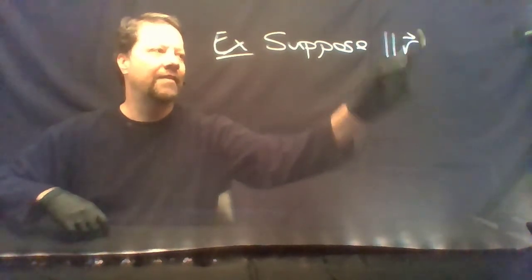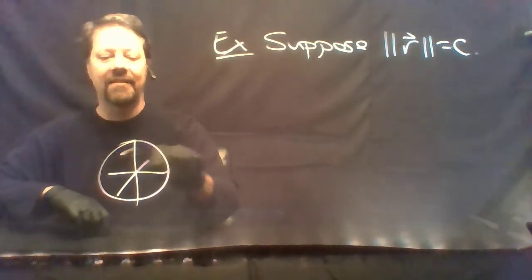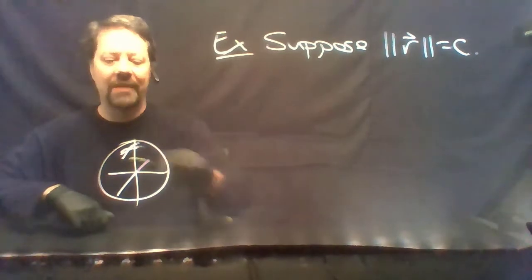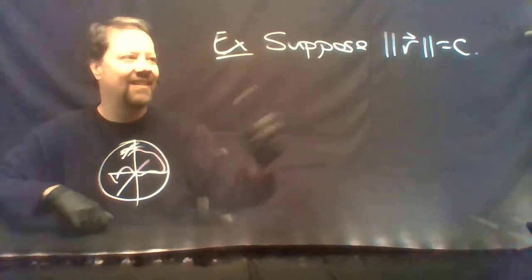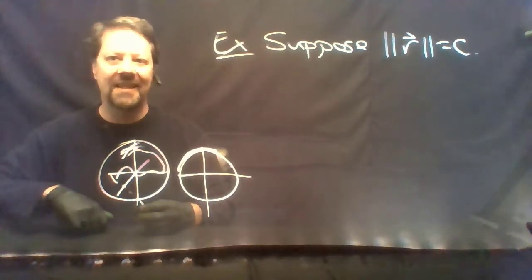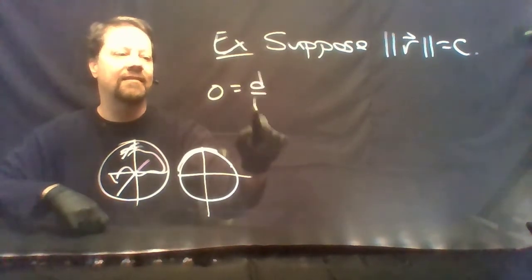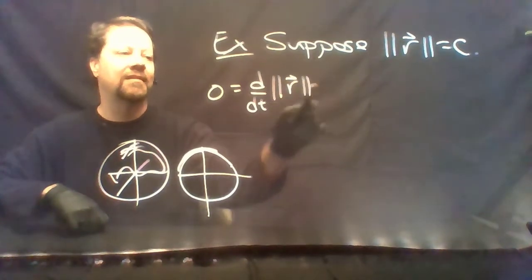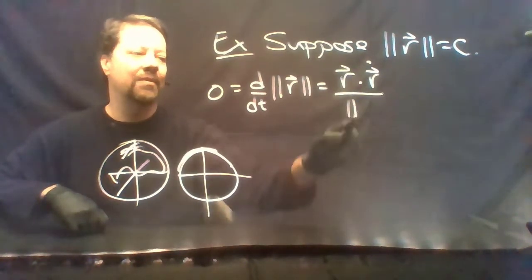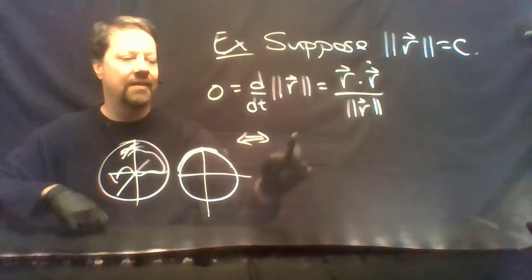Suppose the norm of some vector-valued function is constant. If the curve lies in R3, that means the position vector is always a constant distance from the origin. That just means whatever the curve is, it's on the surface of a sphere. If it's in R2, that just means the curve is moving around on a circle of radius c. What does that tell us then about the derivative? If we take the derivative of both sides, we know that the derivative of the norm is r dot over the norm of r. The only way a fraction can equal 0 is if the numerator is 0.